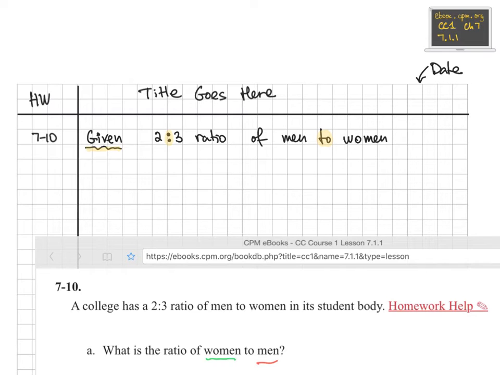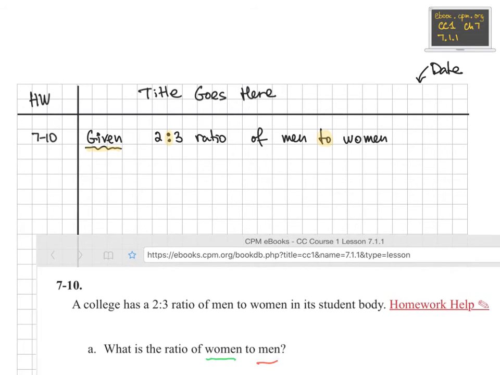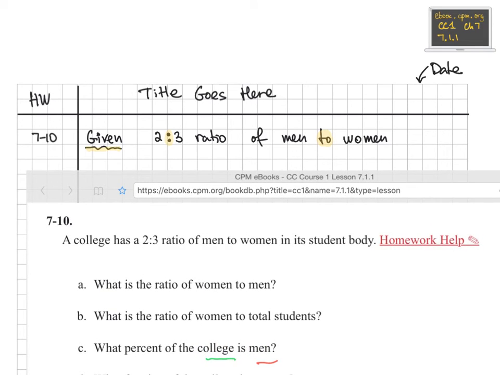So let's continue reading example B. You could, of course, read it to yourself or pause the video. I'm going to read it out loud. What is the ratio of women to total students? Okay, this time my keyword here is total, and total means together. So if I used to have 2 and 3 separately, the ratio as a total has to be the number 5. So let's pause the video and answer question B on your own. And remember, it says women, 2, and then total students.